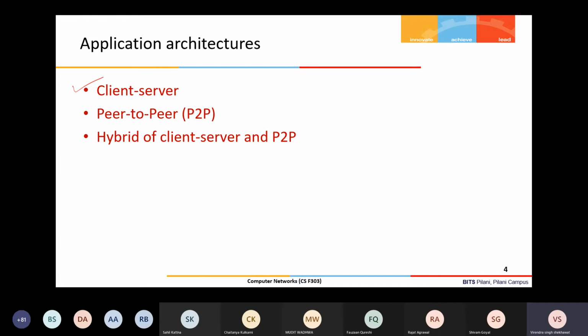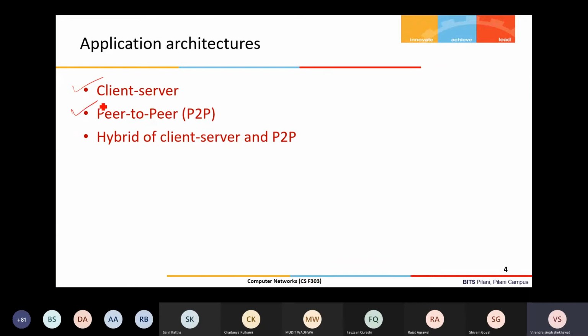One example is a web server. Let's say the Bits Pilani website is running on a web server, and then client machines can connect to that web server and fetch whatever information they are looking for, right? So the browser is an example of a client application, and Apache, let us say a web server, is an example of a server application, right?